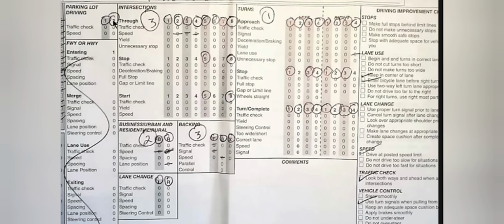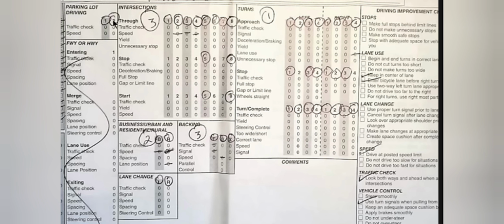We have section number 3, which is called driving maneuvers. Well, you probably realize that you can have only 15 points missing on this portion. You see those little circles? Those are the points you can miss when you're turning, when you're driving through an intersection, when you do parking lot driving, when you drive business, residential, lane change, backing, and so on.